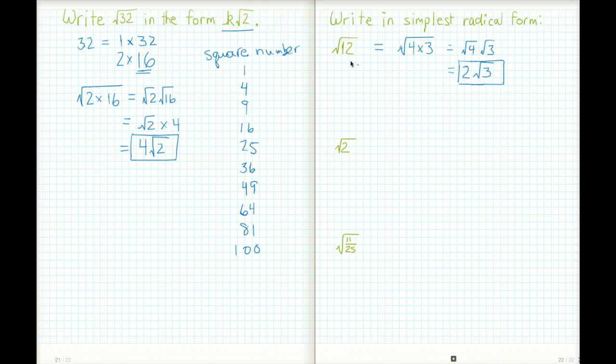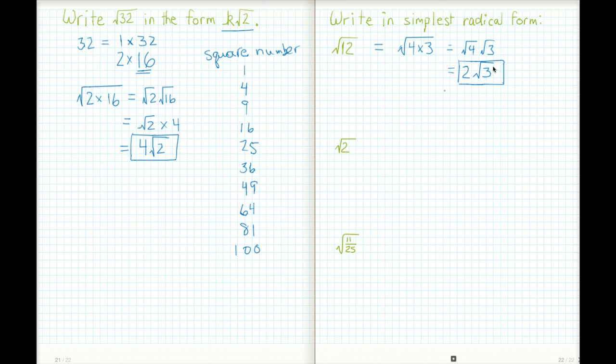At any time, if you want to check if your answer is actually equal to the original thing, you can check both in your calculator. Take the square root of 12 and see what decimal it comes up with, and then multiply 2 times the square root of 3 and see if you get the same decimal. In this case you will, and if you have the right answer, you should always get the same decimal equivalent in your calculator.